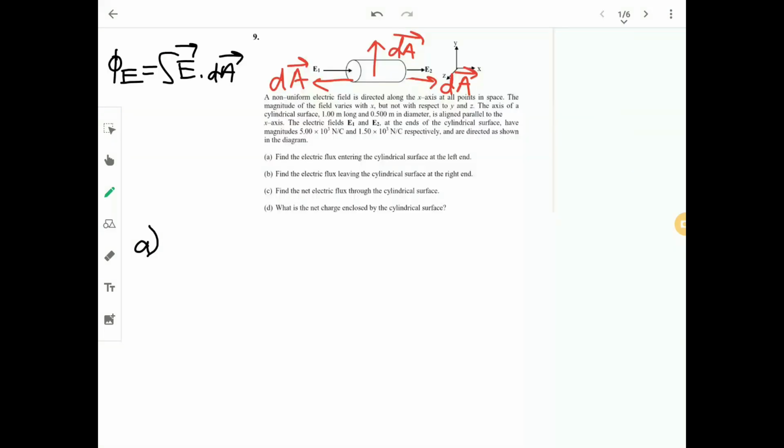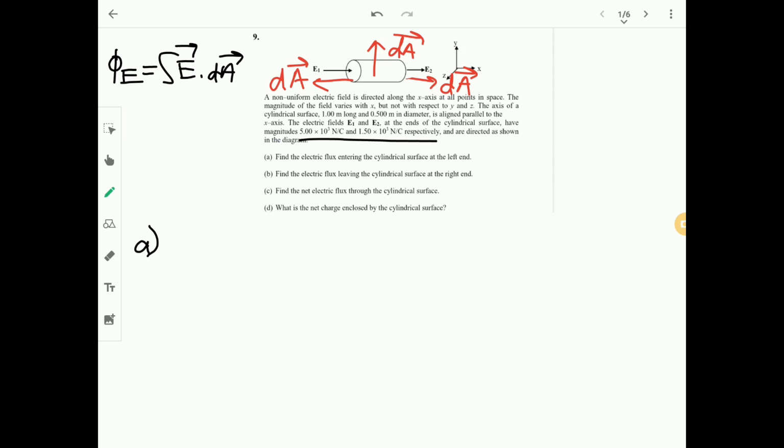Let's look at number 9 now. A non-uniform electric field is directed along the x-axis at all points in space. The magnitude of the field varies with x, but not with respect to y and z. The axis of a cylindrical surface 1 meter long and 0.5 meters in diameter is aligned parallel to the x-axis. Two electric fields E1 and E2 at the ends of the cylindrical surface have these two magnitudes and are directed as shown in the diagram.